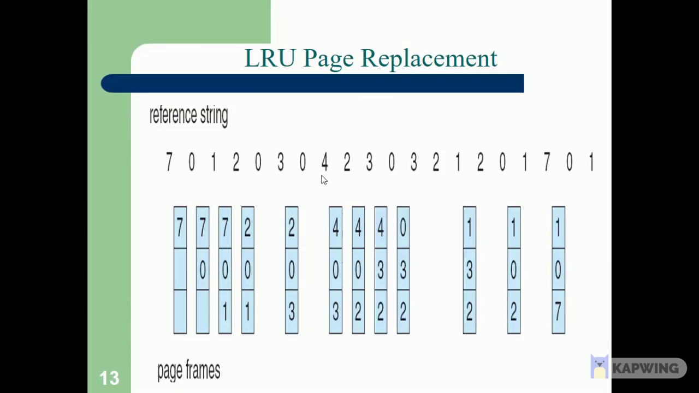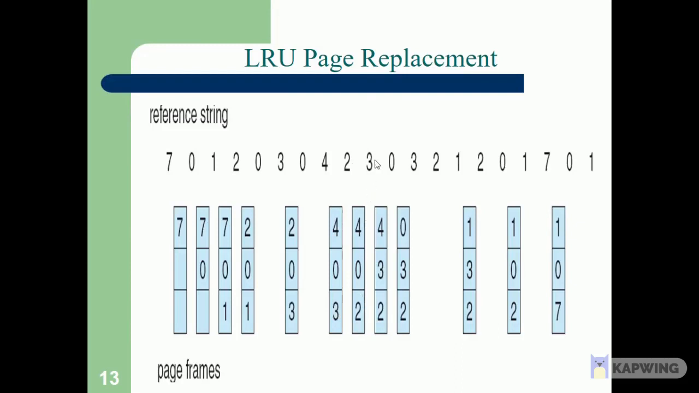Then comes 4. So what we have used currently, we have used 0 and 3. So what will we replace now? 2. 2 will be replaced by 4 here. Page fault occurs. So 4, 0 and 3. Page fault number 6. Then next is your 2. So in 2 you are having 0, 3 and 4. Then 3 was used before, that is before 0 and 4, 3 was used. So 3 will be replaced. So 2 will be placed in place of 3. Page fault number 7.